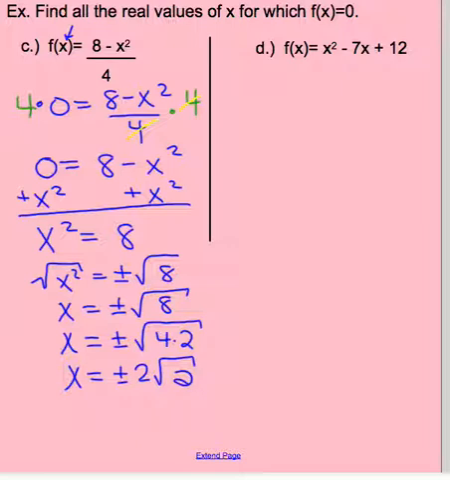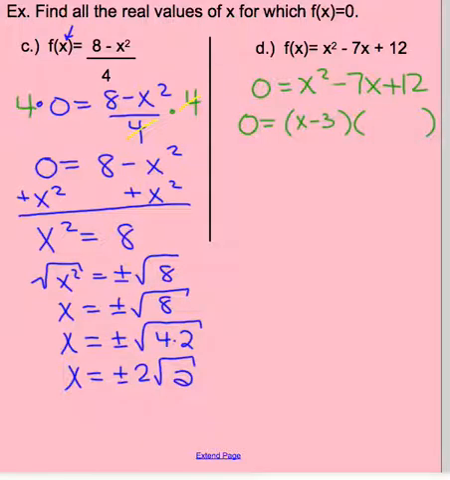Let's come over to example D. We'll set the function equal to 0 and solve for x. In this case, we want to find out what x would make that 0, so we're going to factor it. We're going to use the t-chart, and we're going to say what are the factors of 12 that add to negative 7? Well, that would be negative 3 and negative 4. So we'll set those factors equal to 0, and we will solve them for x.